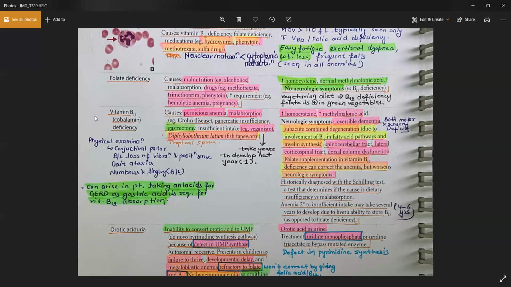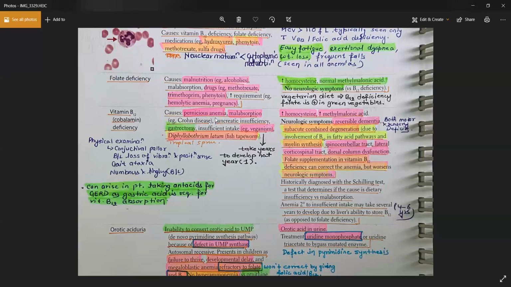Then comes vitamin B12 deficiency. You will suspect vitamin B12 deficiency only after 4 to 6 years of the inciting factor. Causes include pernicious anemia. It could be a patient with a history of chronic gastritis or autoimmune gastritis for more than 4 years. Then they can have a vitamin B12 deficiency.